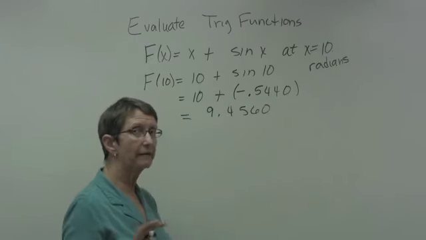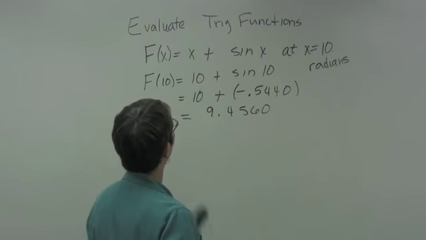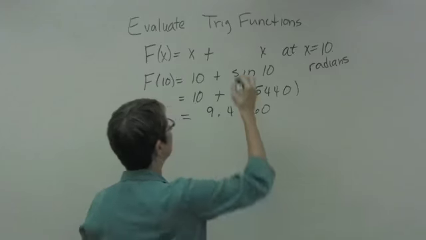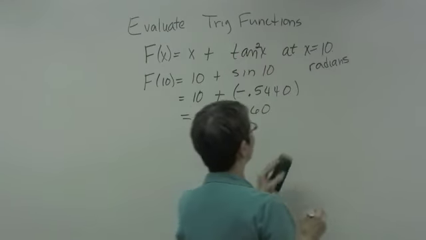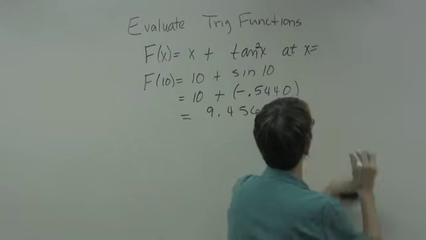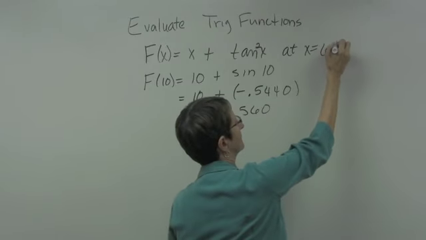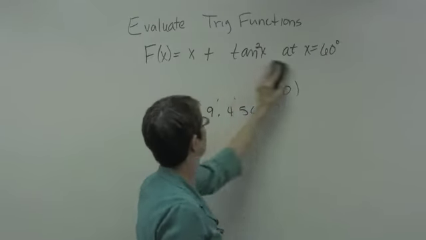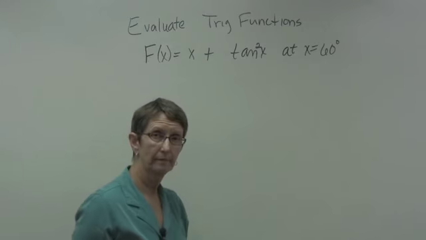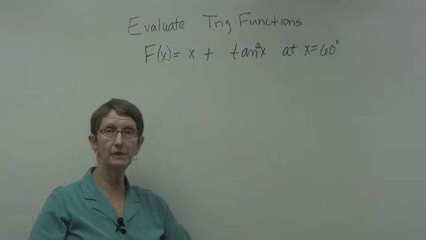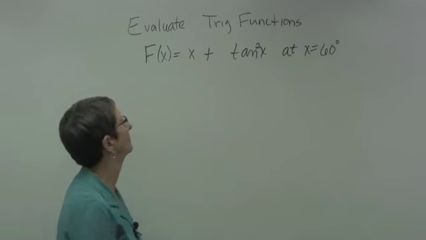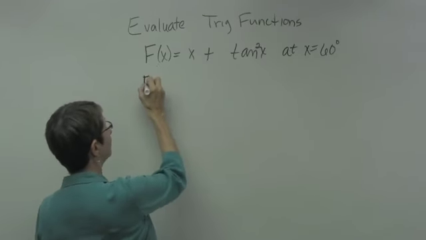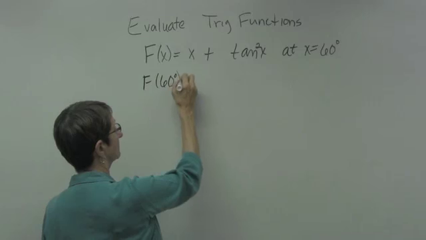Okay, let's modify this function just a little bit. Let's make that a tangent squared. And let's make x 60 degrees. Okay, I'm in degree mode. Be sure your calculator is in degree mode. So I want f of 60 degrees.